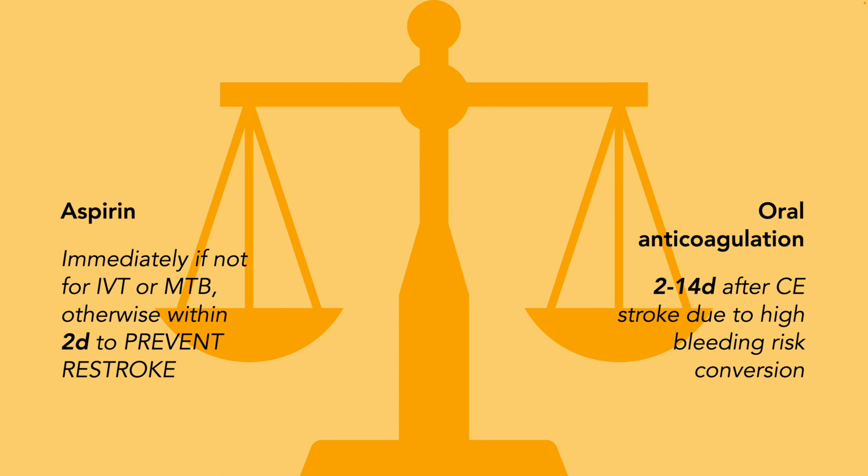Now, quick rules on aspirin and oral anticoagulation that you see a lot. Aspirin, you need to give it immediately if they're not for thrombolysis or thrombectomy, or the service doesn't provide it. Or within 2 days. And this is because aspirin is being used in this instance, in the acute phase, to prevent a restroke. Oral anticoagulation is about 2 to 14 days for your cardioembolic risk factors. This is usually a consultant hematology/cardiology discussion that you have.